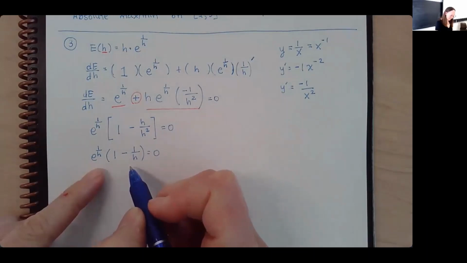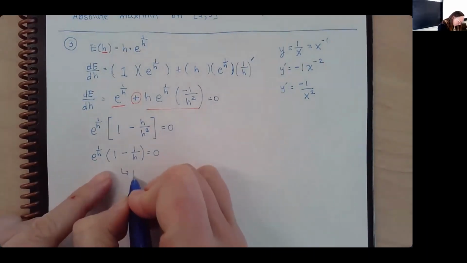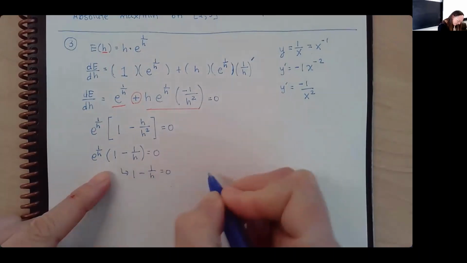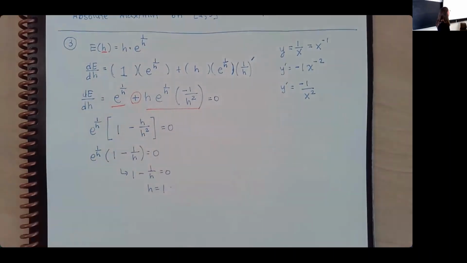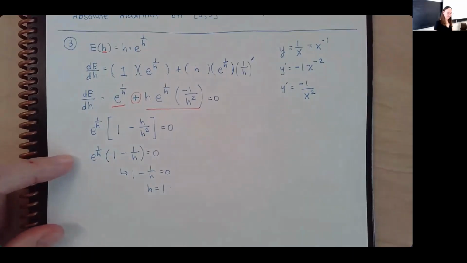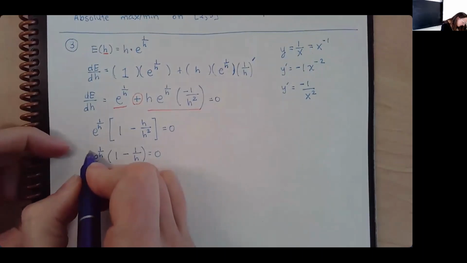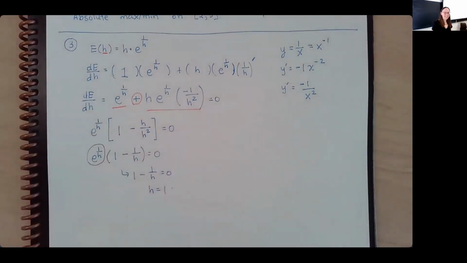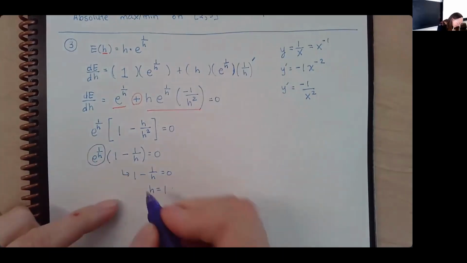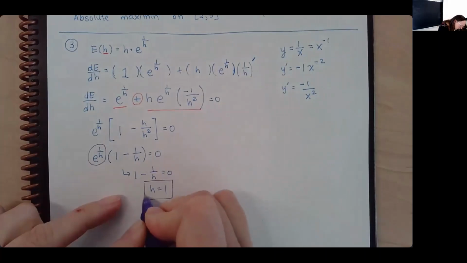I'm going to do the easy one first. If 1 minus 1 over h is equal to 0, h has to be equal to 1. The second factor, I know that an exponential term by itself is never equal to 0, because we've always got that horizontal asymptote happening at 0. Since this can never be 0, that is my only critical point.